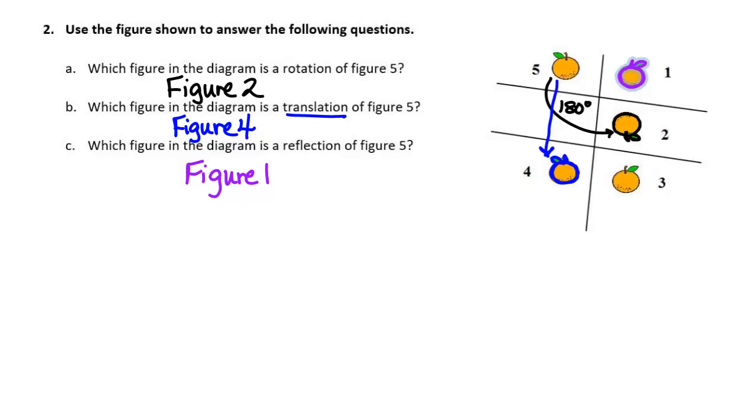If I reflected it and then I scooted it down, that would be figure number 3, but that would be a reflection and a translation. So that would be 2 different things going on. So figure 1 is the only one that I have that is a reflection.